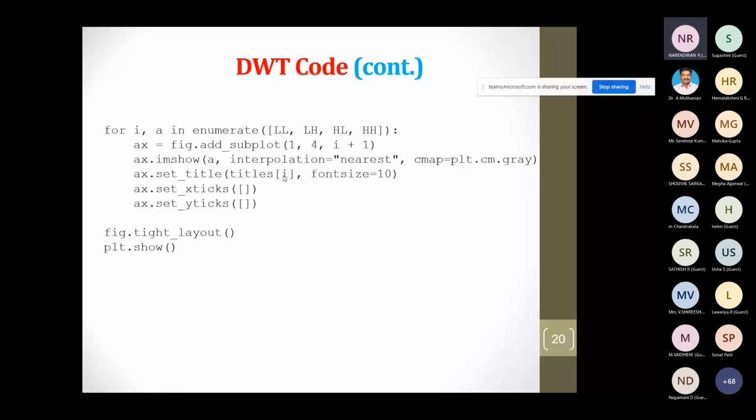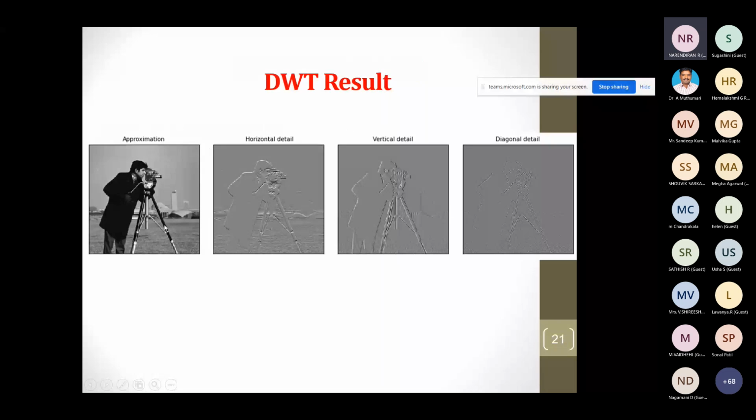Now you can see that the approximation is almost like an image. What is that approximation? Low pass, two filters applied on the same subband, row wise and column wise, and we got the approximation. LH is the horizontal detail. You can find the horizontal edges here. Here you can see vertical edges clearly in the third image. Vertical details, you can find them.